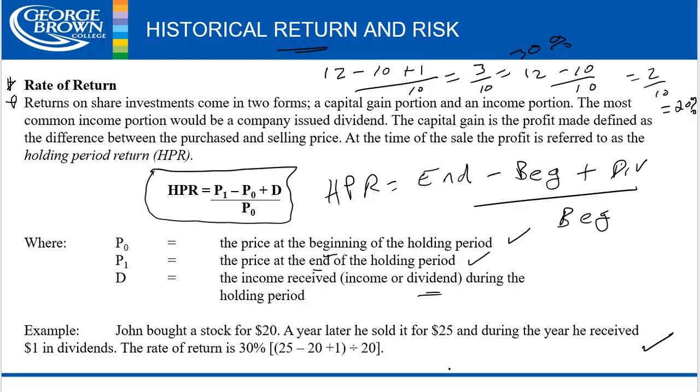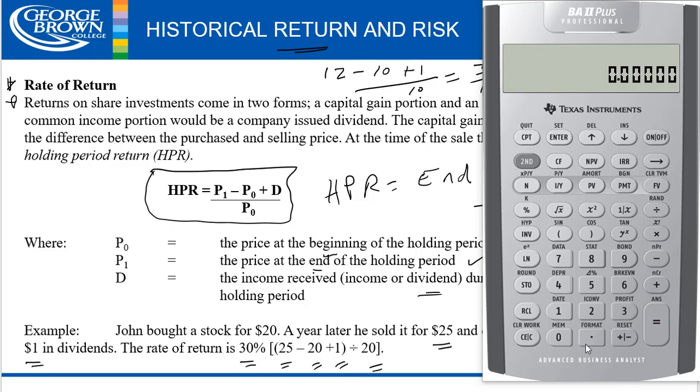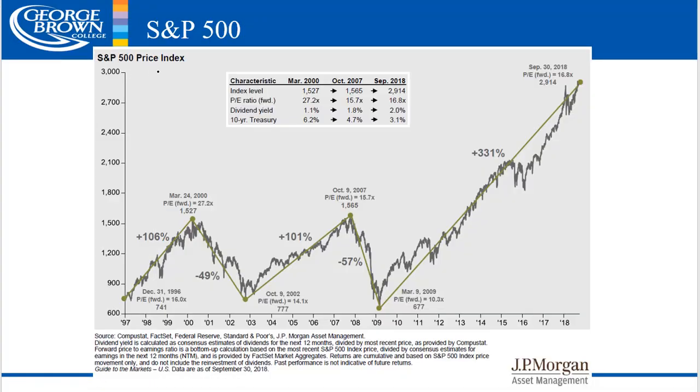And here's another little example. John bought a stock for $20. A year later, he sold it for $25. And during the year, he received $1 in dividends. So the rate of return is 30%. Ending price 25 minus beginning price 20 plus the $1 dividend divided by 20. And that gives us 30%. I'll just bring up the calculator and prove that to you. Okay, so I've got the calculator open. 25 is the ending price, minus 20, the beginning price, plus the $1 dividend. And we're going to divide it by the beginning price of 20, and that's going to equal a 30% return, 0.3.